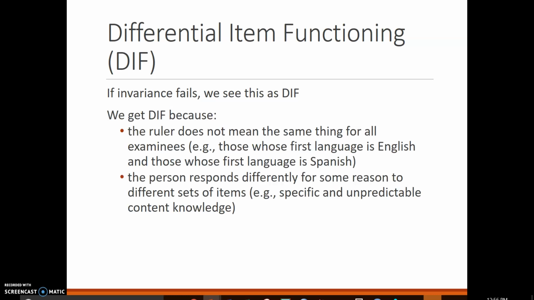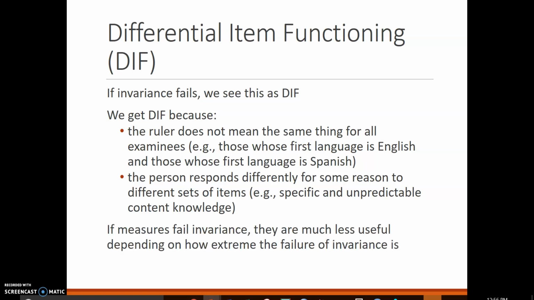And it could be a lot of reasons that we get DIF. Typically, what we see in social sciences is that the ruler isn't the same for all people. It could be a translation issue, it could be an ability issue, it could be a bunch of different things that are influencing the ruler not being invariant. It could also be that there's something about certain persons that makes them answer a set of items differently than the norm, than the population. Those are harder to find, by the way.